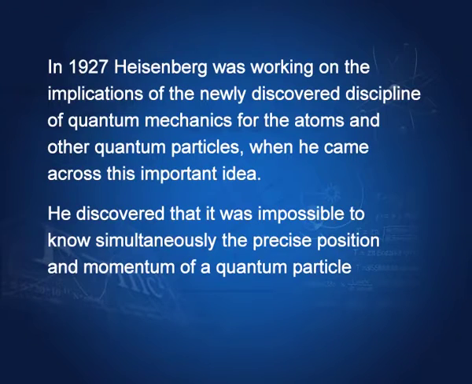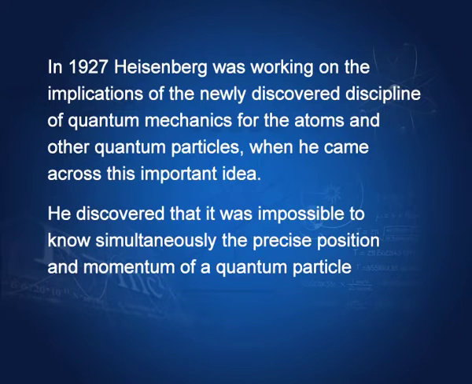Let us pay attention to the uncertainty principle, which is a very important principle of physics. In 1927, Heisenberg was working on the implications of the newly discovered discipline of quantum mechanics. You remember, quantum mechanics came into existence only in the early 20th century. Bohr's model was 1908 or something, and that is said to be the beginning of quantum mechanics. Anyway, this was a new subject and it was being developed very fast, and Heisenberg was one of the scientists who was doing this work.